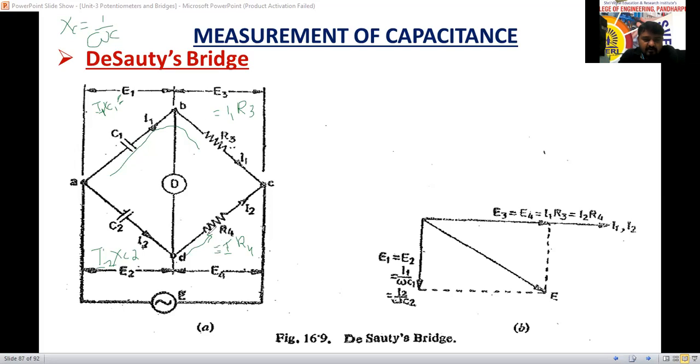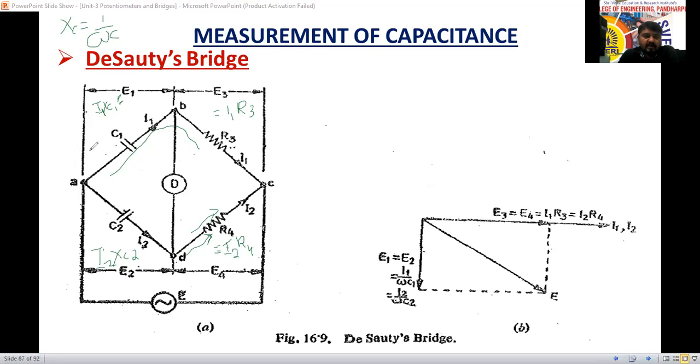Rule number 29. Repeat again, sir. Which current is flowing through R4? R4 resistance, which current is flowing? I2 here now. So the voltage drop across R4 is E4. E4 equal to I2 R4, we can write here.